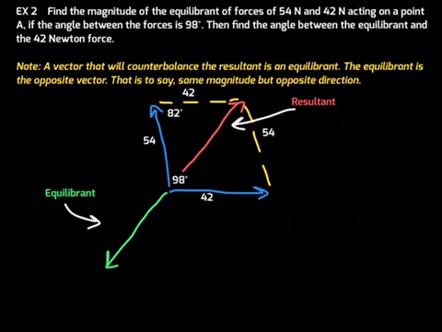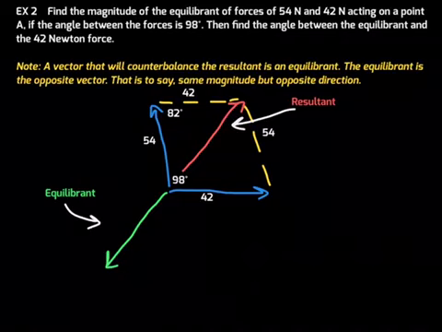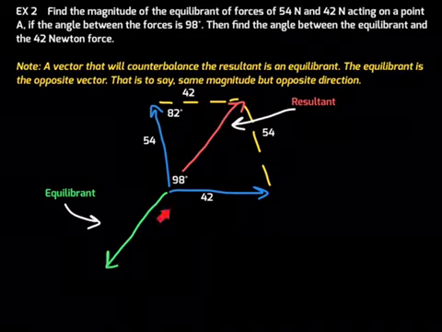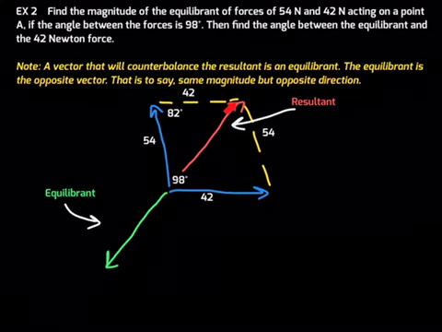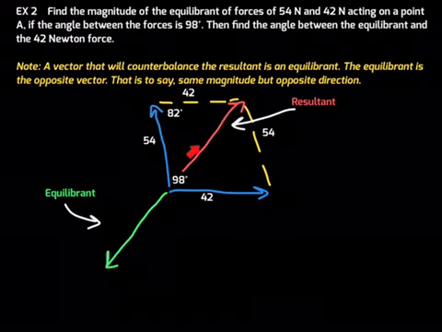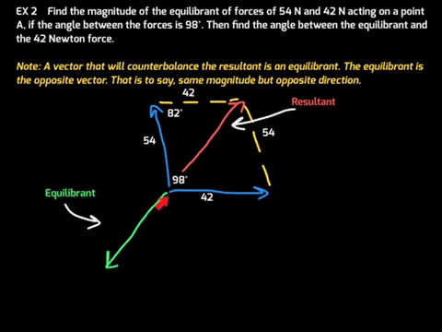The length of this vector, the magnitude of the equilibrant, is going to be the same as the magnitude of the resultant. The only thing that's different between these two vectors, the equilibrant and the resultant, is their direction. So to find the magnitude or the length of the equilibrant is to find the magnitude or the length of the resultant. So I'm going to focus my attention on finding the length of the resultant, and that will be the same as the length of the equilibrant.